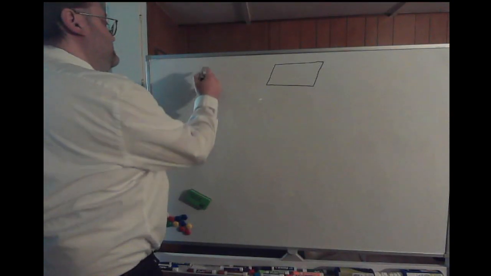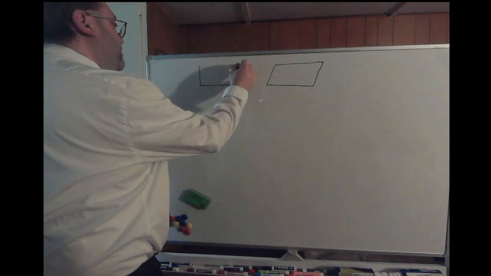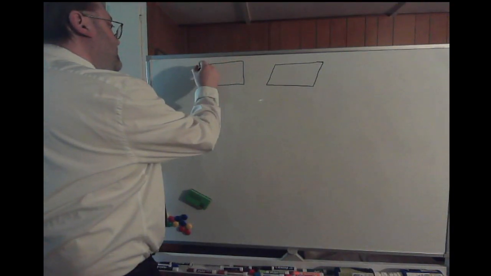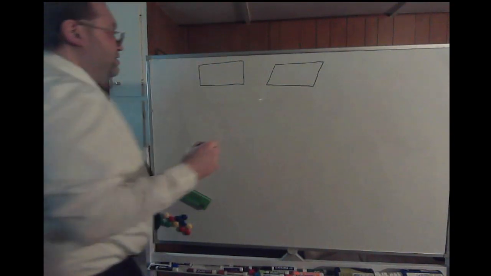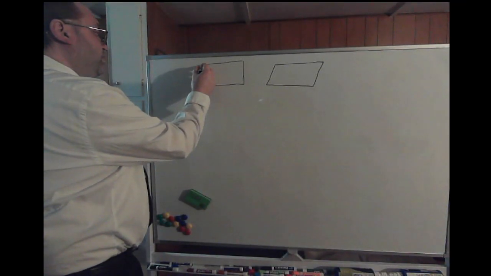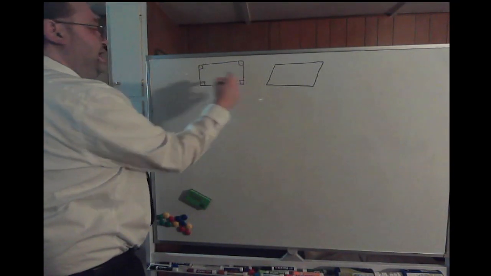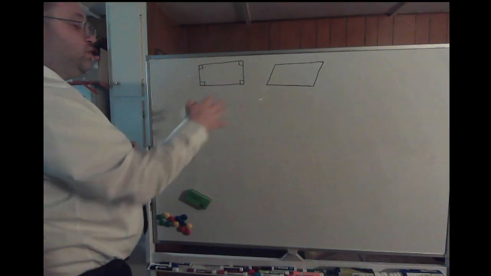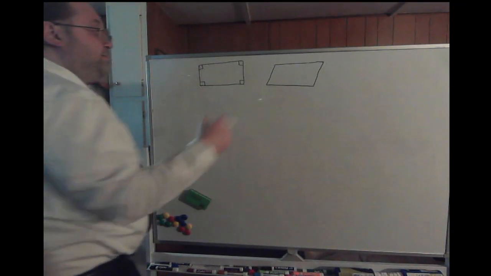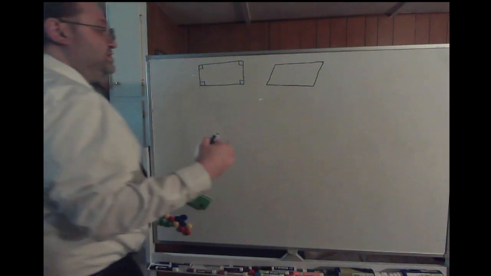Basically it is. In a rectangle, here, I'm going to draw a rectangle next to it. A rectangle has four perfect right angles, four perfect corners. These things I'm drawing denote right angles, four perfect corners. In a parallelogram, you don't have that. You have uneven corners.